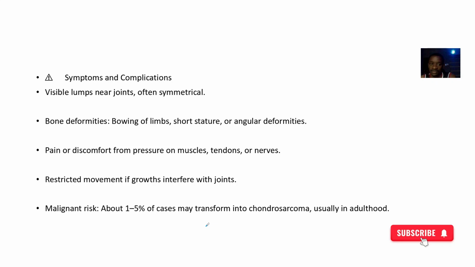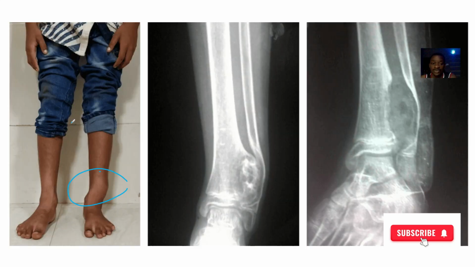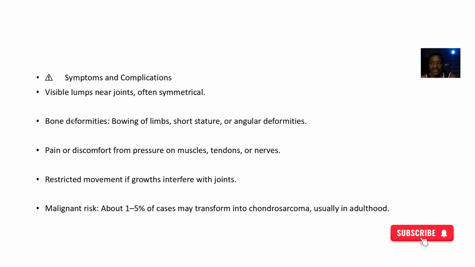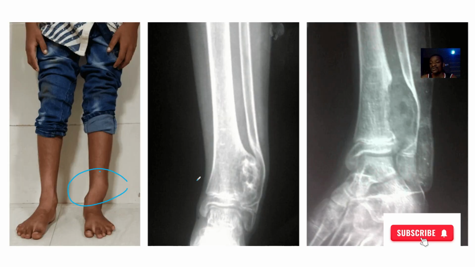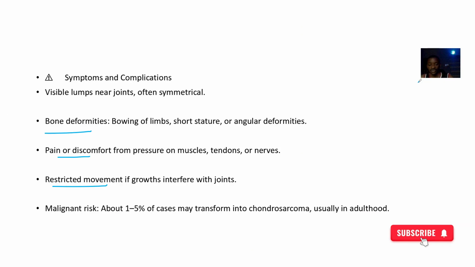Symptoms are visible lumps, which can cause cosmetic issues, bone deformities, bowing of the limbs, short stature, angular deformities, pain or discomfort, and restricted movement. If it interferes with a joint, the way you get to use that joint will not be like a good joint. There's also a risk of it becoming cancer, though in just 1 to 5% of cases.